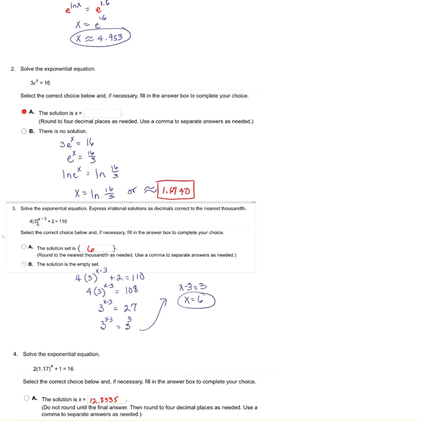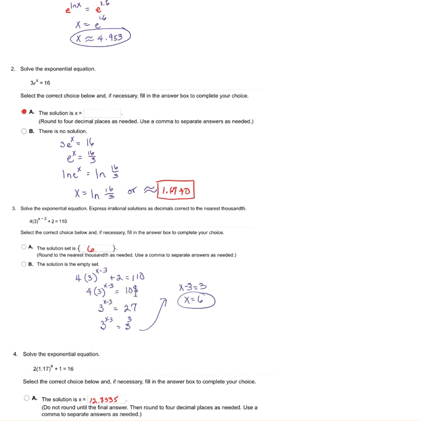All right, 4 times 3 to the x minus 3 plus 2 equals 110. Let's subtract this 2 over here. Now we've got 108. Let's divide by 4. That leaves 27. So now we've got 3 to the x minus 3 equals 27.